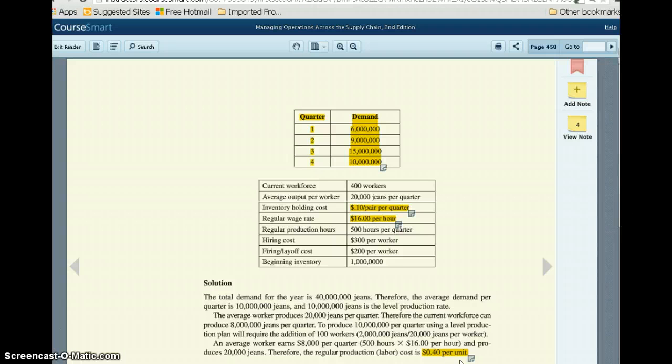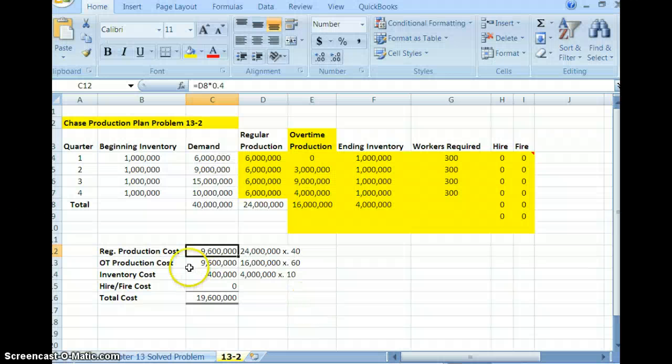Next, we want to calculate the overtime production cost, and we take the number of pairs of jeans that are going to be produced through overtime hours, which is 16 million pairs, times 60 cents. And again, that 60 cents is the normal wage rate per pair of jeans times 1.5. Since overtime is time and a half, we multiply the 40 cents times 1.5, and that's where that 60 cents is coming from. So when we multiply that out, it also comes to 9,600,000.